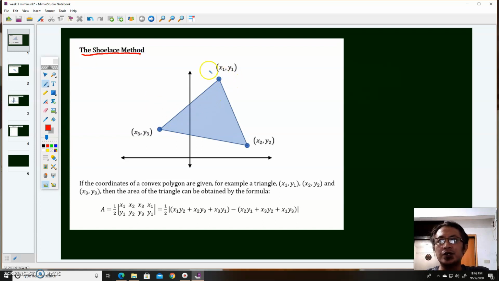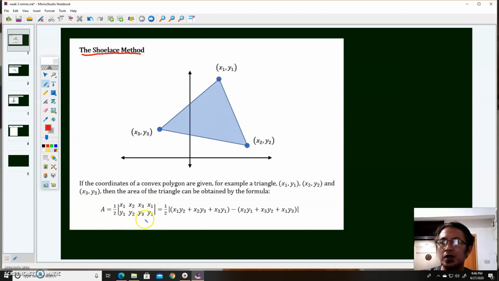Now, as you can see, the vertices are given. This is a triangle, by the way. Obviously, x1, y1, x2, y2, x3, y3. The Shoelace method works like this. If the coordinates of a convex polygon are given, so these are the vertices, the area of the triangle can be obtained by the formula A equals 1/2, then a matrix of this form, x1, y1 for the first column, x2, y2, x3, y3, and then x1, y1.